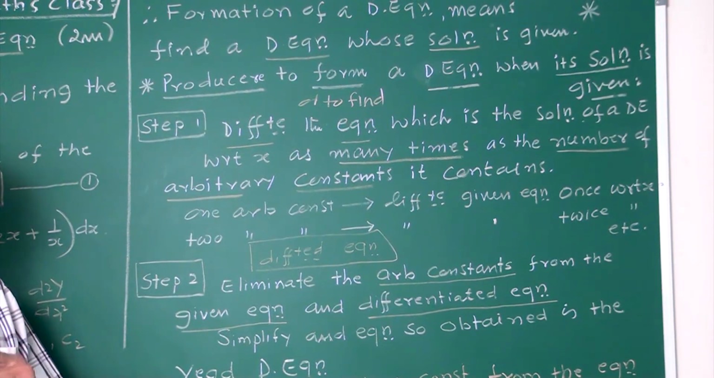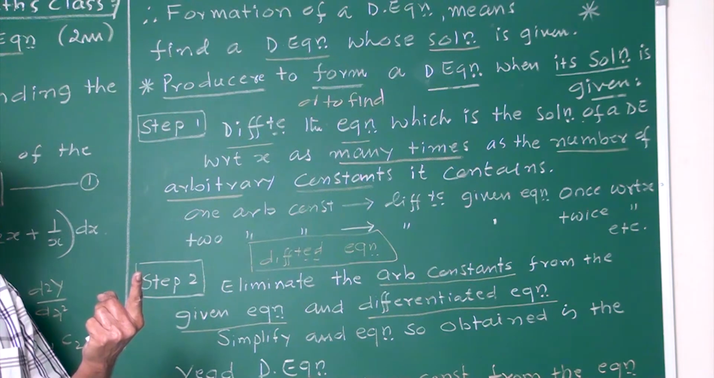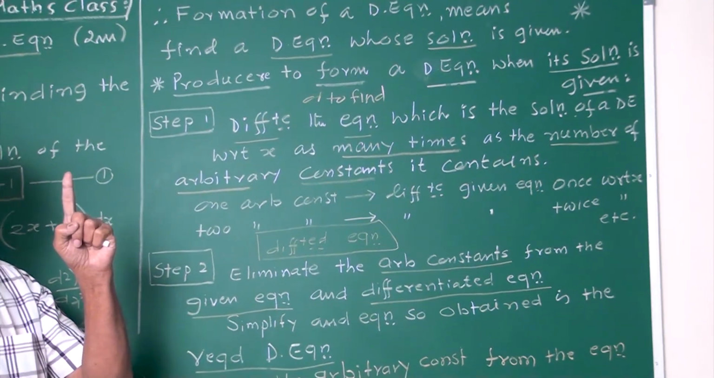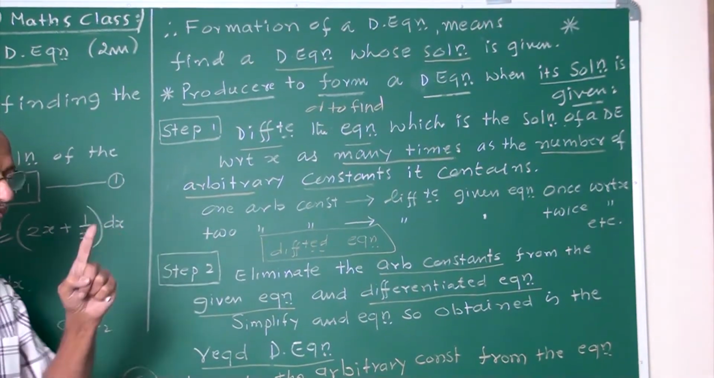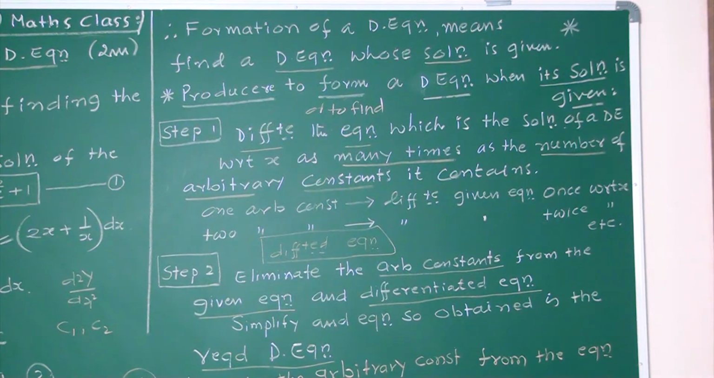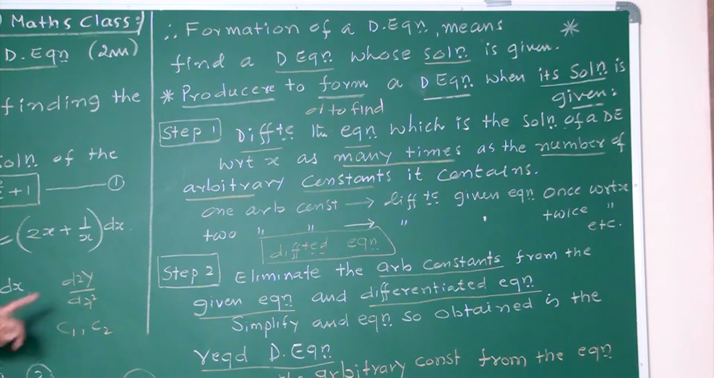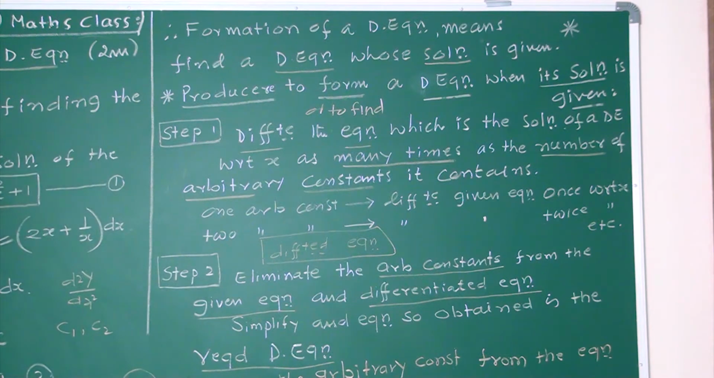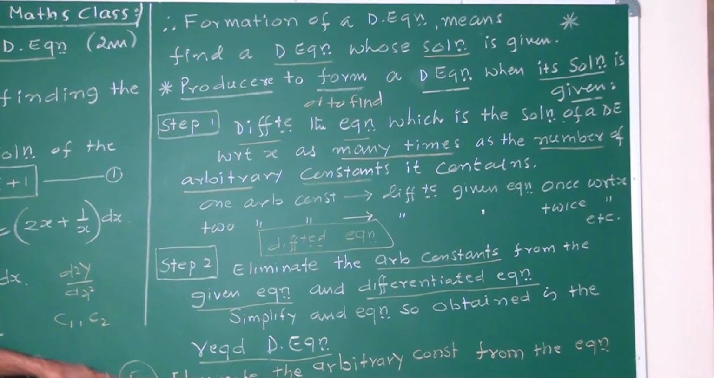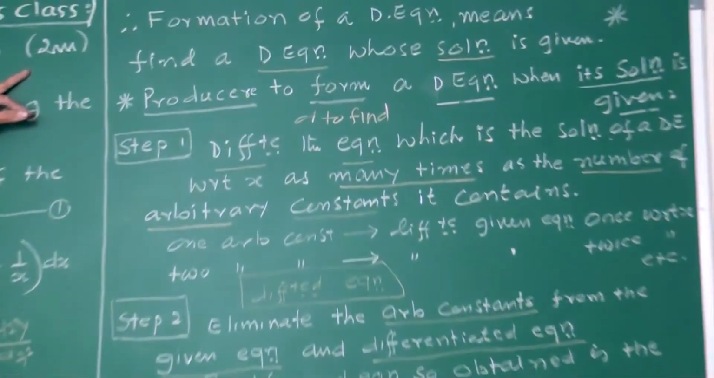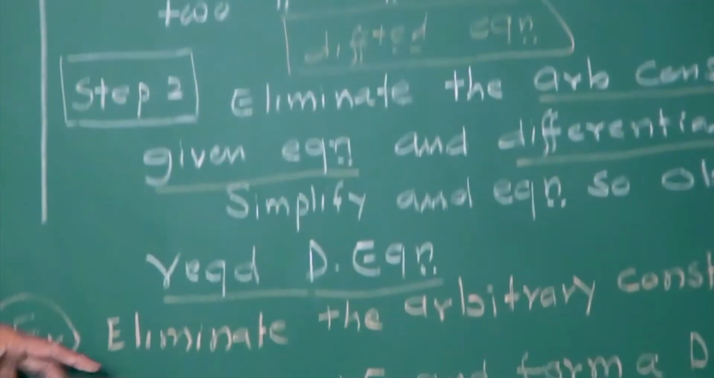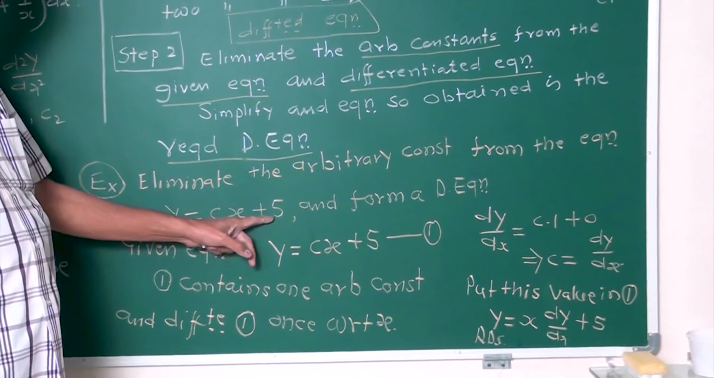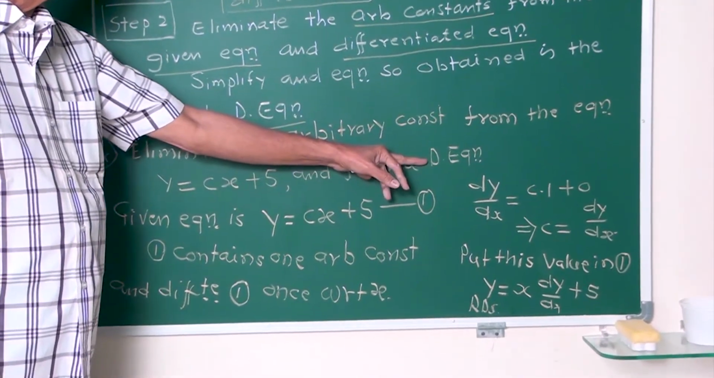Why? From the solution to differential equation, method is differentiation. From the differential equation to solution, to eliminate derivatives, we have to go for what? Integration method. Therefore, in this case, we are integrating. Integrating gives the solution. Differentiation gives the differential equation. Yes, my friends. I have taken one sample example here. These examples are important under 2-mark questions. Eliminate the arbitrary constant from the equation y equal to cx plus 5 and form a differential equation.